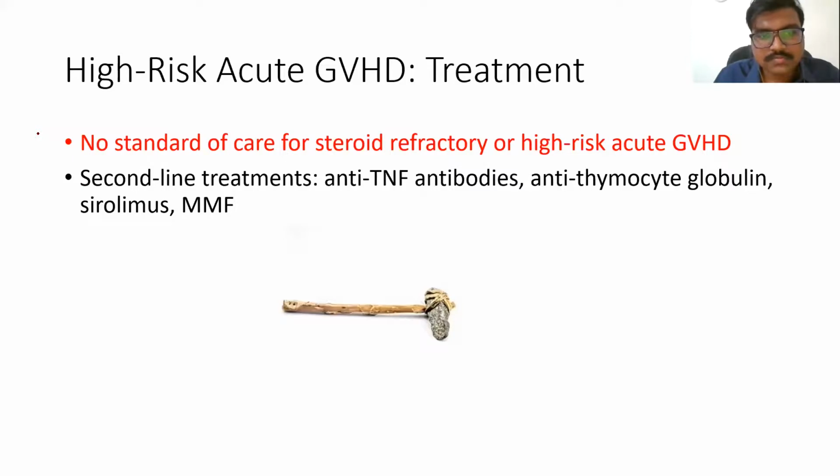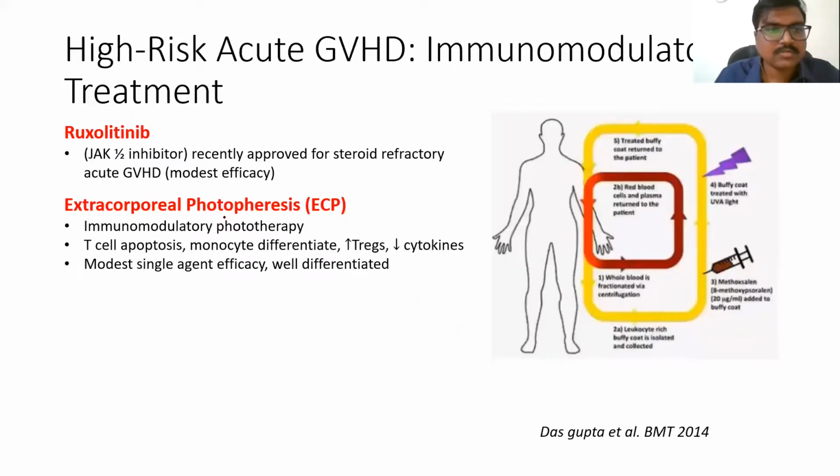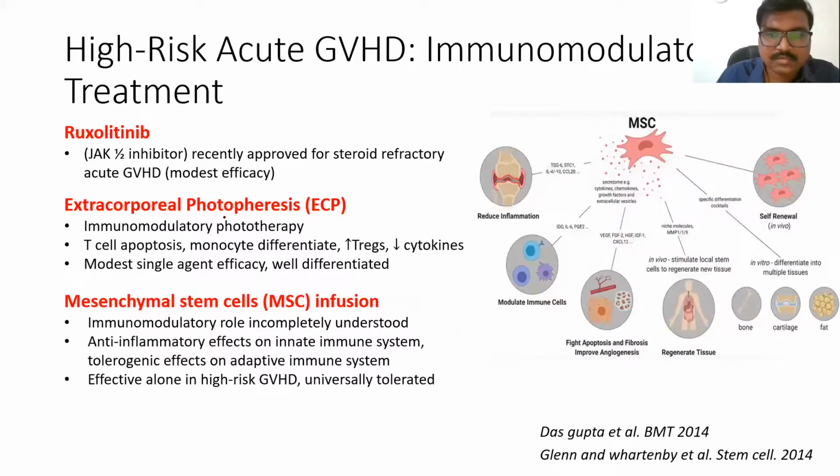So there is no standard of care for steroid refractory or high risk acute GVHD. There are a lot of second line treatments. I'm not going into the details, but they include anti-TNF antibodies, anti-thymocyte globulin, sirolimus, or MMF. And newer therapies, apart from ruxolitinib, which I've told, there is also interest in extracorporeal photopheresis and mesenchymal stem cell infusion.